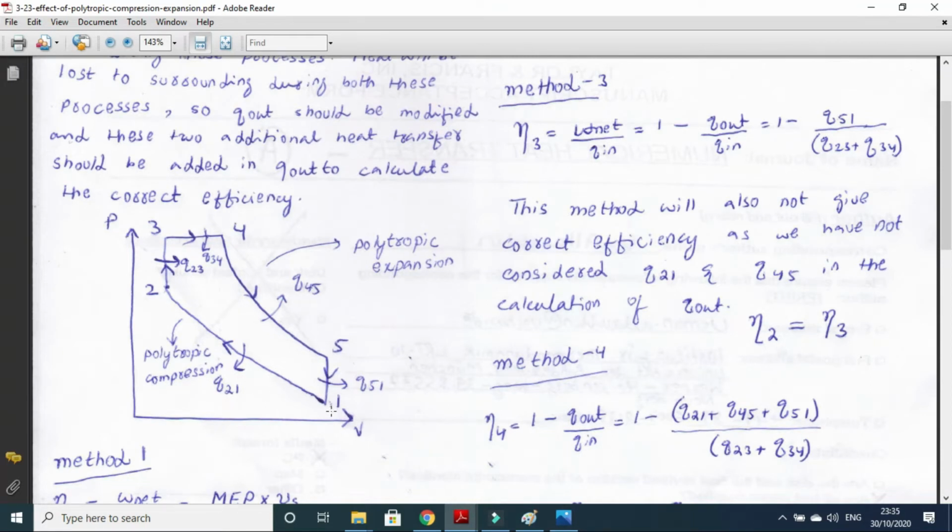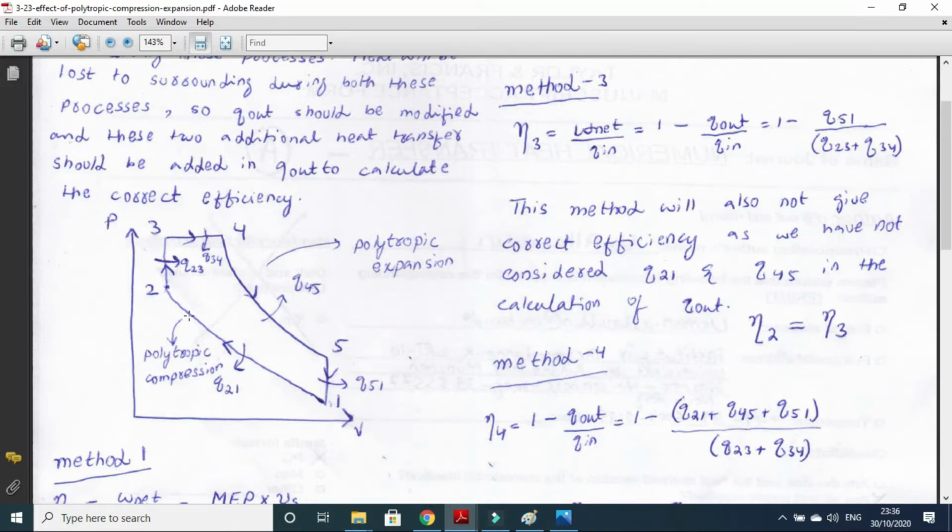So what we are saying is that normally, if 1 to 2 is isentropic and 4 to 5 is isentropic, Q out will be only one thing. Q out will take place only during the process 5 to 1. 5 to 1 is constant volume heat rejection, let's call it Q51. So Q51 is the heat rejection, that is Q out. If 1 to 2 is isentropic and 4 to 5 is isentropic, that's enough. So we can calculate Q out as Q51, that is the heat out during the process 5 to 1.